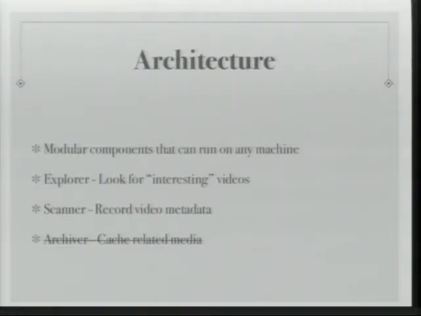We have explorers, which go out on the web and look for the interesting videos, and they use various heuristics for determining what are the interesting videos. We have a set of scanners, which are responsible for looking on YouTube's site and finding out the status of the videos, the metadata, number of views, title, when things change. And we also have a set of archivers, which cache the media related to those videos. It's struck through, and I'll explain why in a minute, because that isn't quite implemented and available to the public yet.